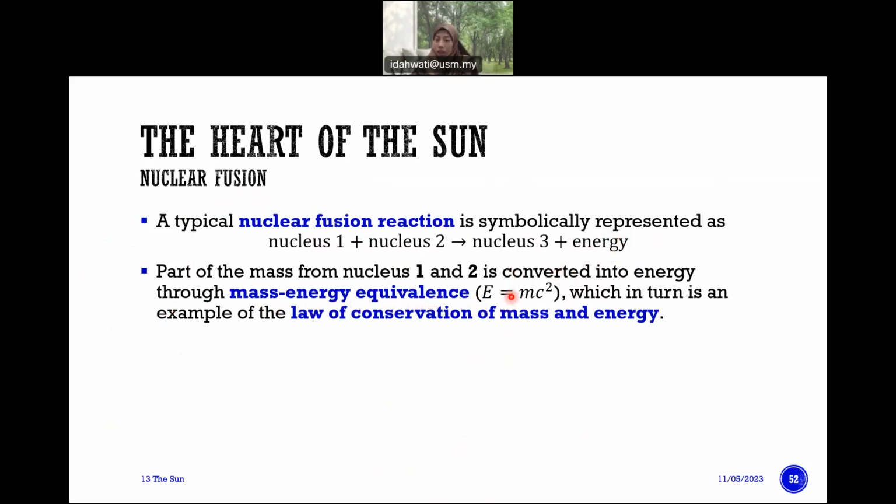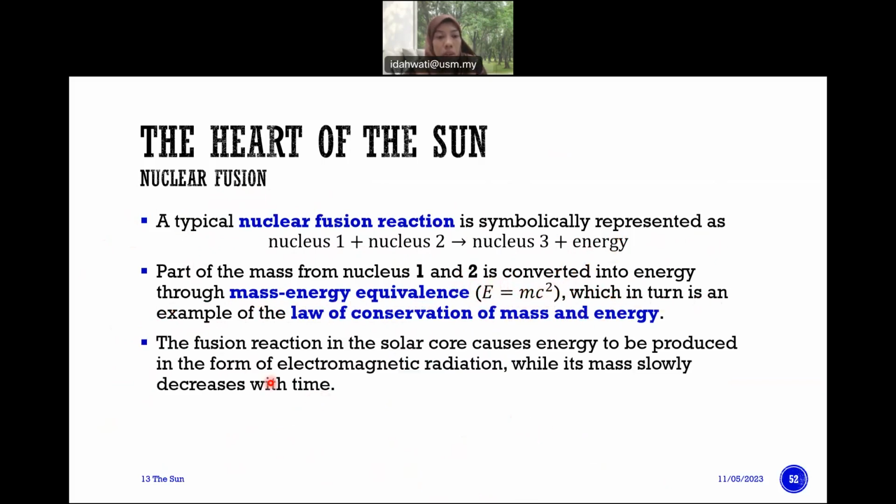I know you remember this expression, E equals mc squared, which in turn is an example of the law of conservation of mass and energy. So the fusion reaction in the solar core causes energy to be produced in the form of electromagnetic radiation, while the mass will slowly decrease with time.